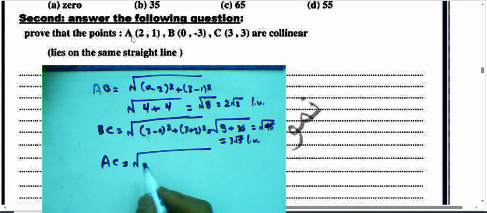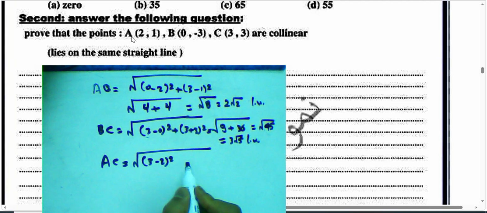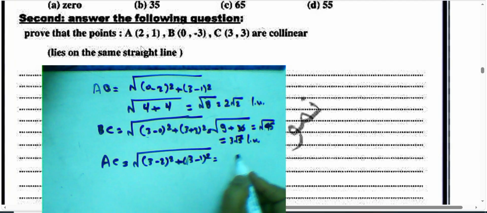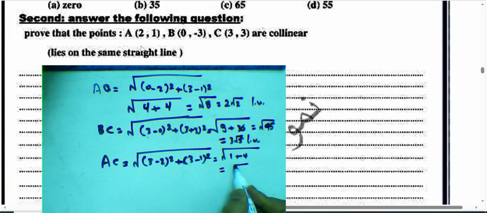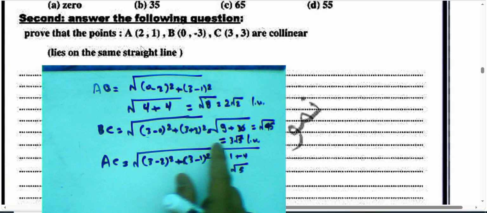A and C, we have 3 minus 2 all power 2 and 3 minus 1 all power 2. We have 1 power 2 equals 1 and 2 power 2 is 4. The result will be the square root of 5. Okay, we have root 45 and root 5, so we have root 5 for AC and AB.